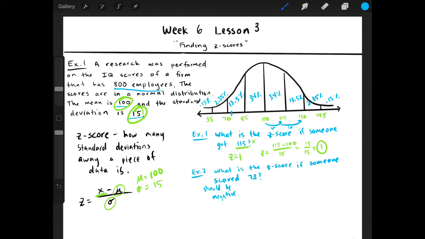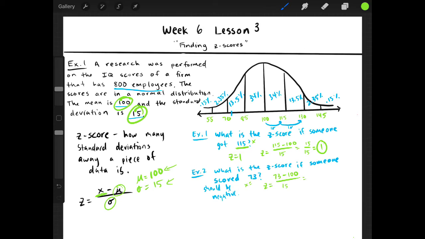Second thing, it's not going to be a perfect number because it's not exactly 70, it's not exactly 85. So again, what we're going to do is just use our formula. In this case, our x is 73, and our mean and standard deviation stay exactly the same. So we set up our z-score formula. Z equals x minus mu, so 73 minus our mean of 100, divided by the standard deviation, which is 15, and we can find that z-score.